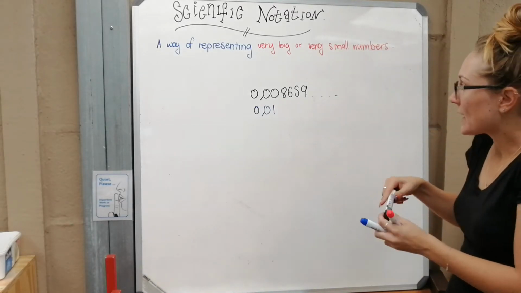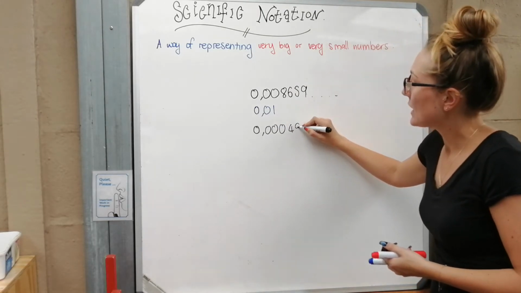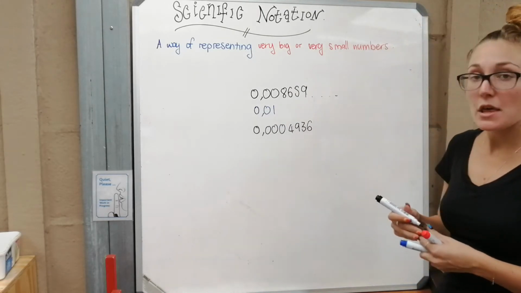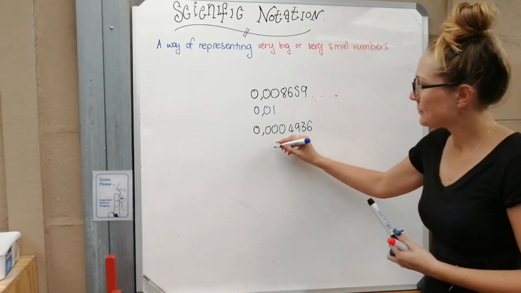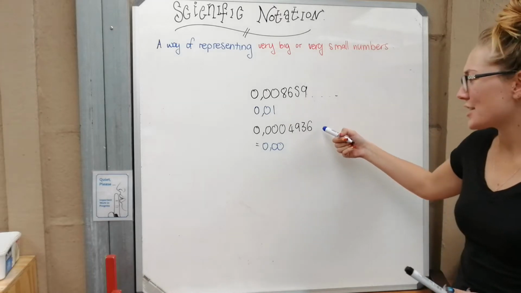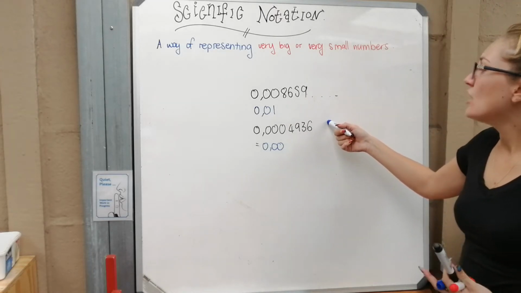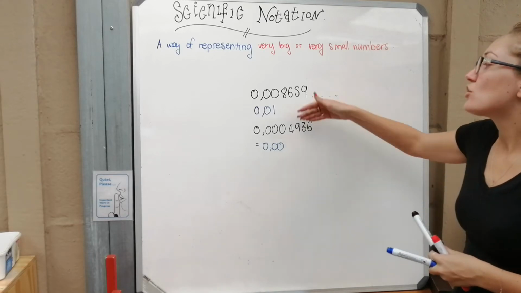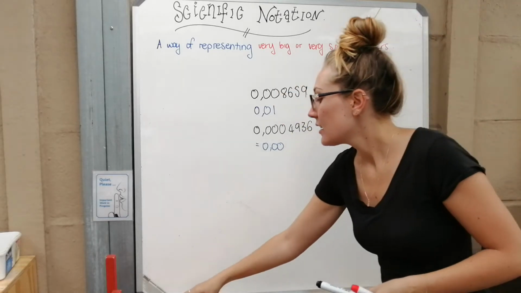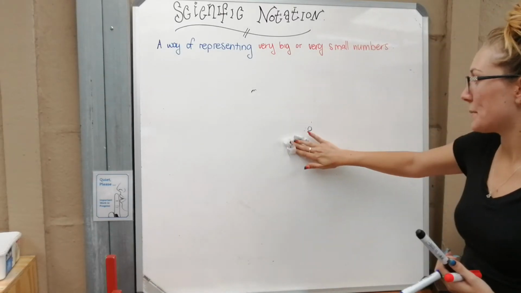Now imagine we had a number like this. Imagine I had a number 0,0004936. Now that rounded off to 2 decimals is 0,00, which is nothing, which is not the same as that. That is something, right? It's a very small amount, but it's still something. So it's not ideal to use normal notation when we're doing calculations in science because we lose a lot of the accuracy, especially for the small numbers.